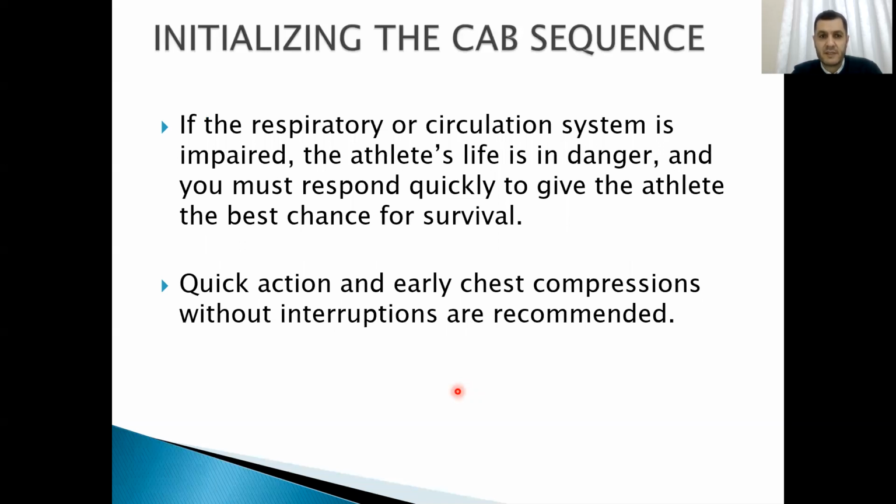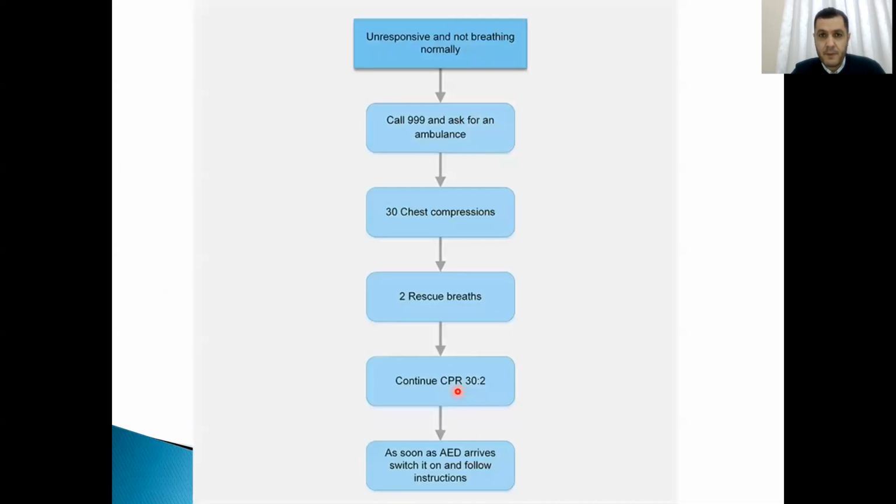So how should we start the sequence? If the respiratory or circulation system is impaired, the athlete's life is in danger, and you must respond quickly to give the athlete the best chance for survival. As we said, quick action and early chest compressions without interruptions are recommended. Here is a diagram for that.